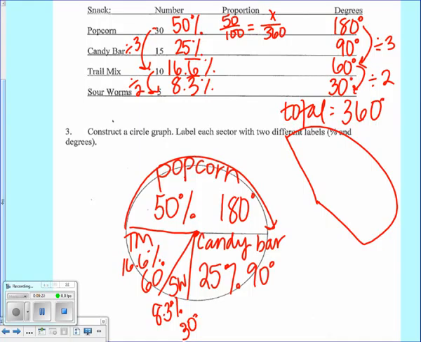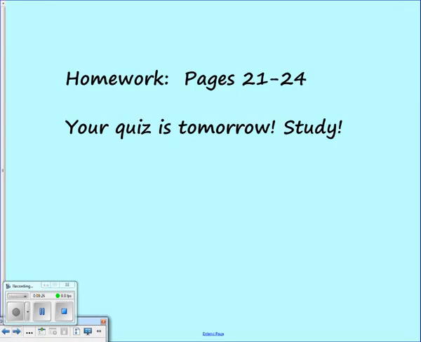Okay. For your homework tonight, you're doing pages 21 through 24, which you have the rest of the period to work on. And you also need to study for your quiz that's tomorrow.